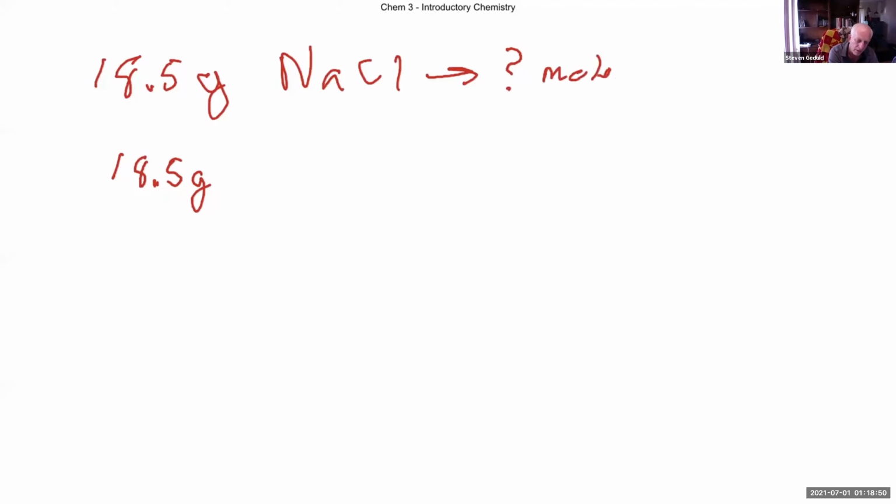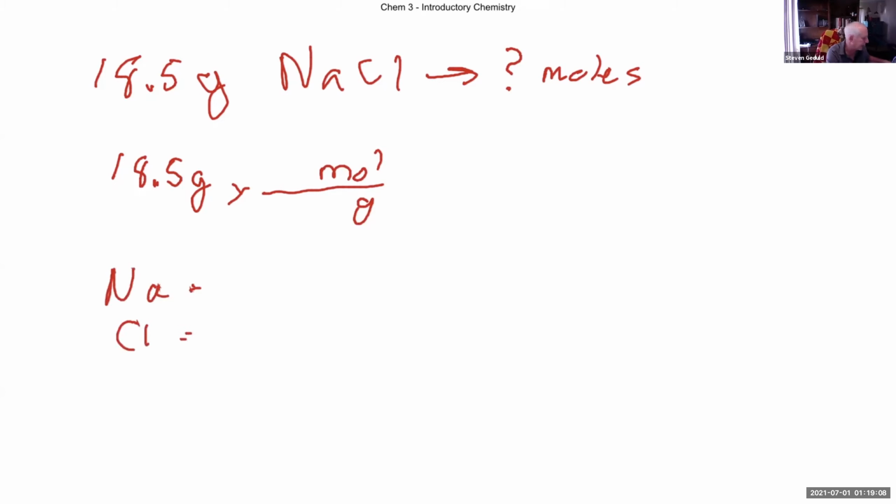Moles. 18.5 grams. And I have to have grams on the bottom, moles on top. So I have to know how many grams are per mole. So I need to know the molecular weight. So I have 1 sodium and 1 chlorine.